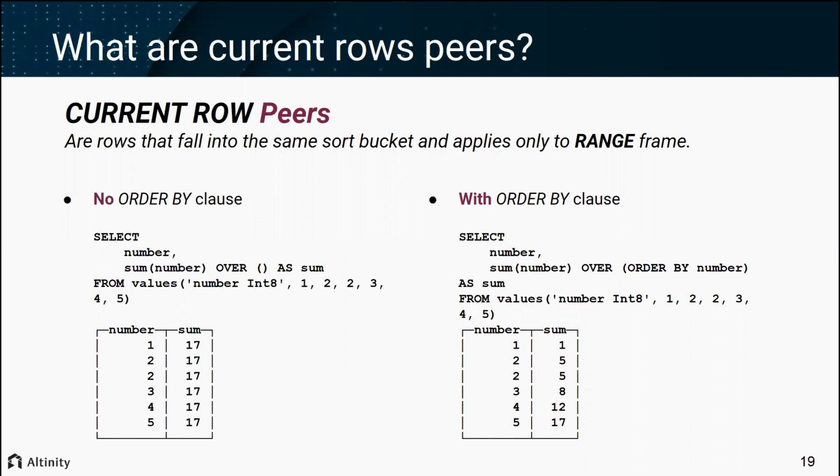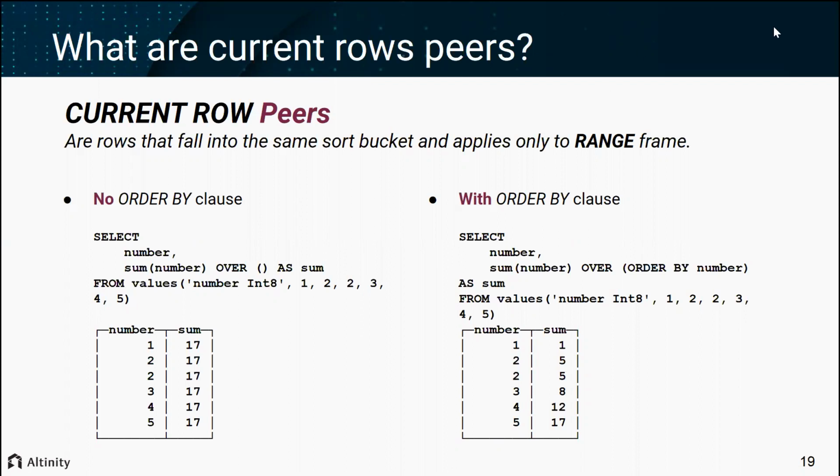Because in this case, all rows are considered to be the peers of the current row. And what is a peer of a current row? As we have on the slide, it's all rows that fall into the same sort bucket. So if you're not sorting your rows, all rows in a frame are peers. If you do have an order by clause, then that is not the case.